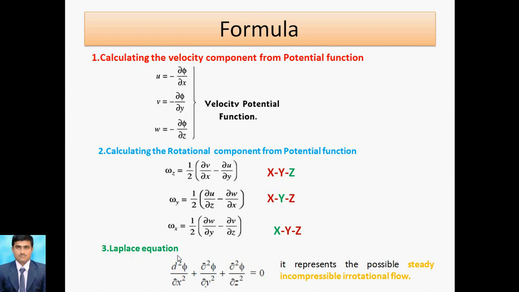As we know the Laplace equation, that is ∂²φ/∂x² plus ∂²φ/∂y² plus ∂²φ/∂z² equal to 0. If this equation is satisfied, then and only then the flow is possible. So it is steady, incompressible and irrotational. So this is the Laplace equation. If it is satisfied, we can write it easily. Here it is three dimensional. If the z direction is absent, that means z is 0, so you can write ∂²φ/∂x² plus ∂²φ/∂y² equal to 0. This is for the 2-dimensional form.